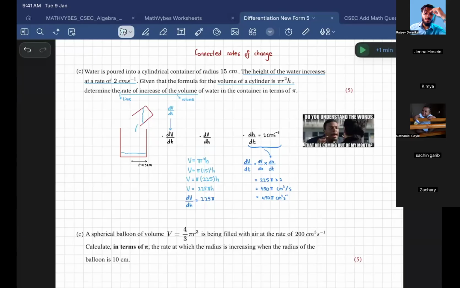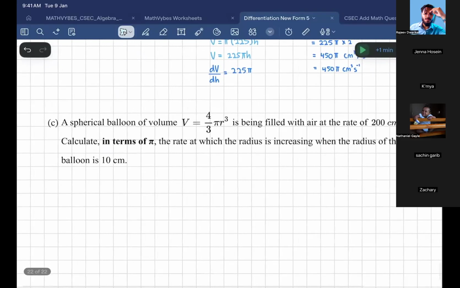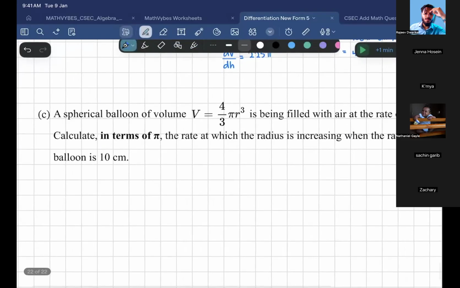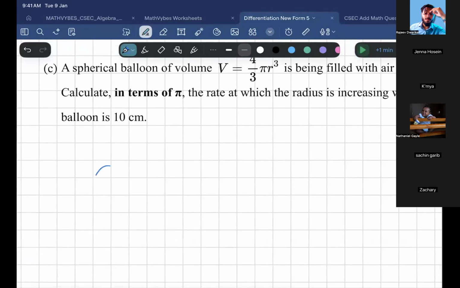There are plenty of things that involve it. Nathaniel, I'll do the question. I promise it's real easy. You have a spherical balloon, right? And it's being filled with air. So you have a balloon here, and it's being filled with air.